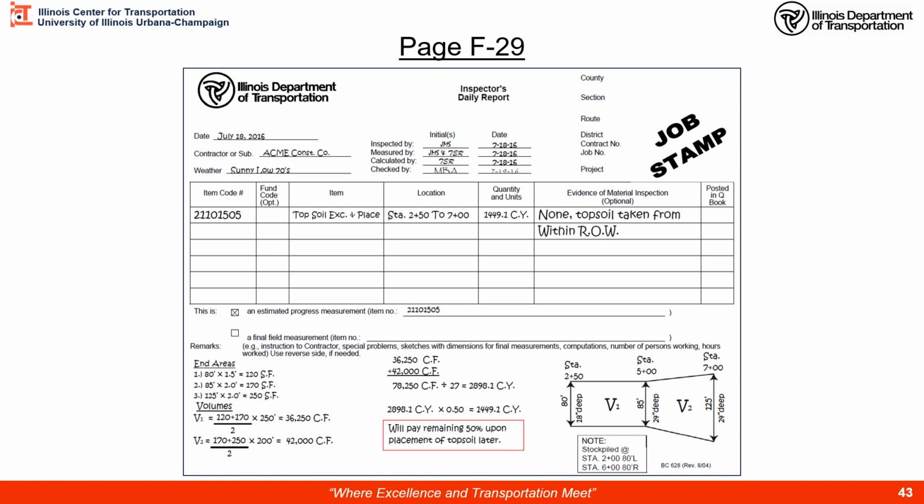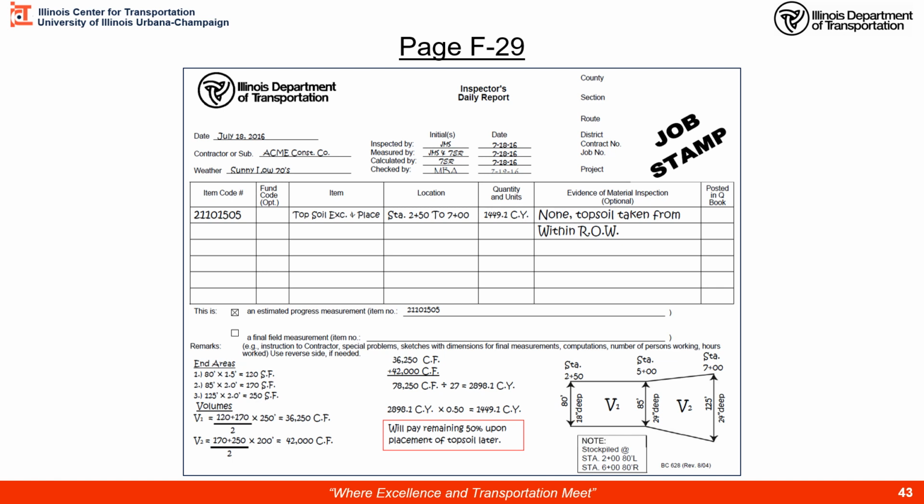By the way, how many feet are in a station? Yes, 100. So if I have station 5 plus 00 and I have station 2 plus 50, the difference between those, or basically 500 minus 250, is going to equal what? 250 feet. So I have the average of end area 1 and 2 right here times 250 feet between them, and I get my cubic feet of material in volume 1.